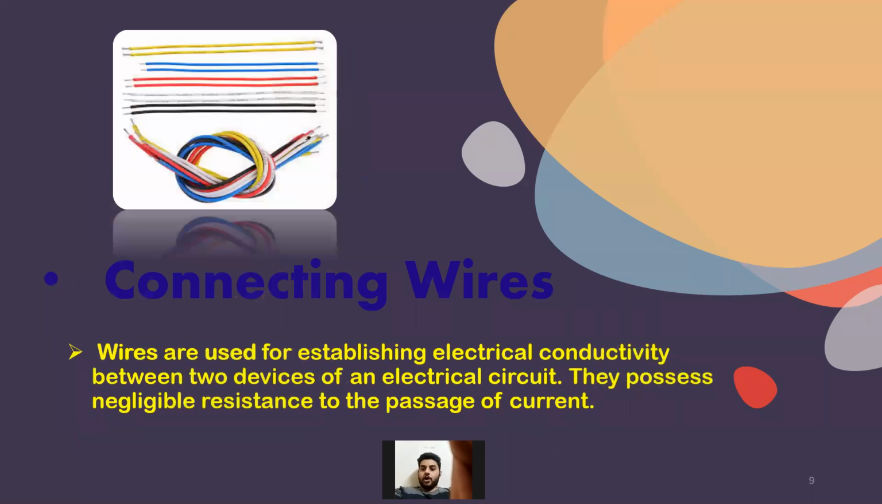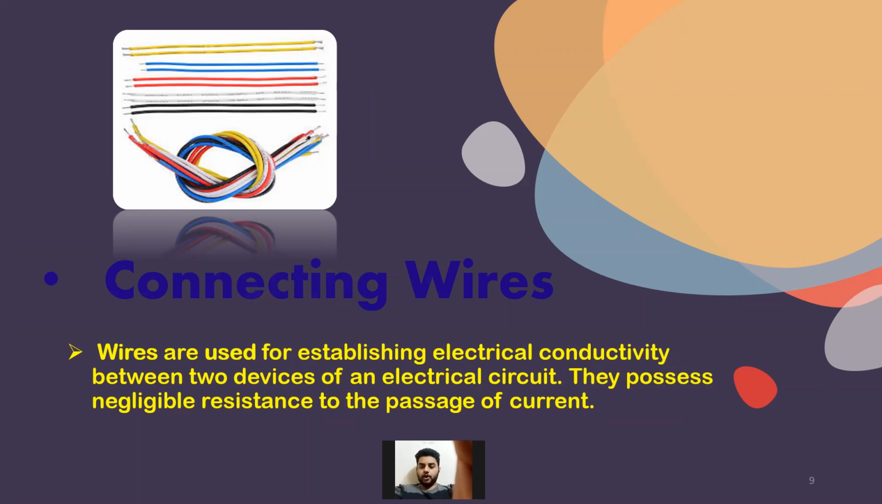Next we are going to talk about connecting wires. We all know what connecting wires are. These are the fundamentals of any circuit in an electronic device. Connecting wires are nothing but copper wires which are covered with an insulating material. Wires, as we all know, are used to establish electric conductivity between two devices of an electrical circuit. They possess negligible resistance to the passage of current.